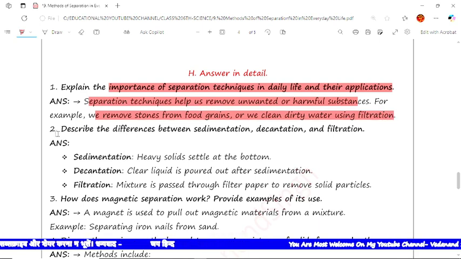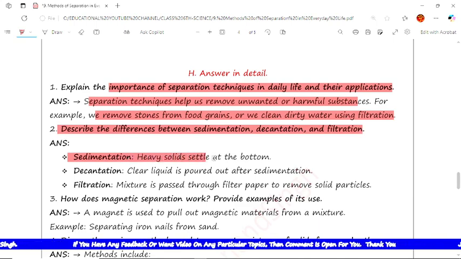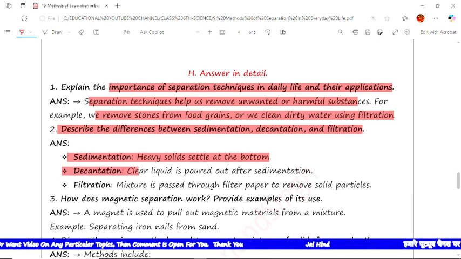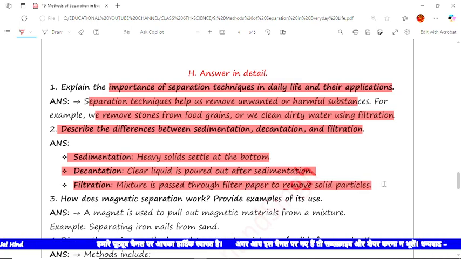Now the next is: describe the difference between sedimentation, decantation and filtration. First is sedimentation: heavy solids settle at the bottom. Decantation: the clear liquid is poured out after sedimentation. Next is filtration: the mixture is passed through filter paper and the solid particles are removed.